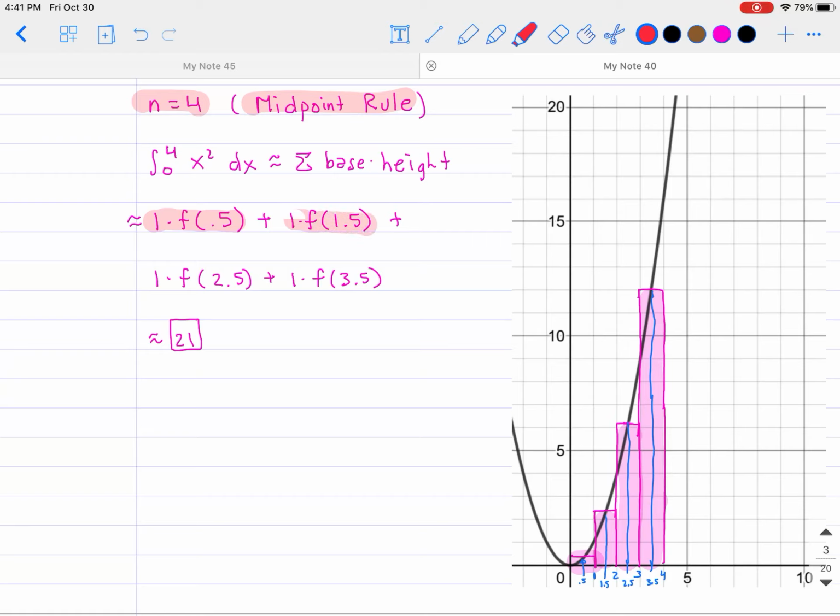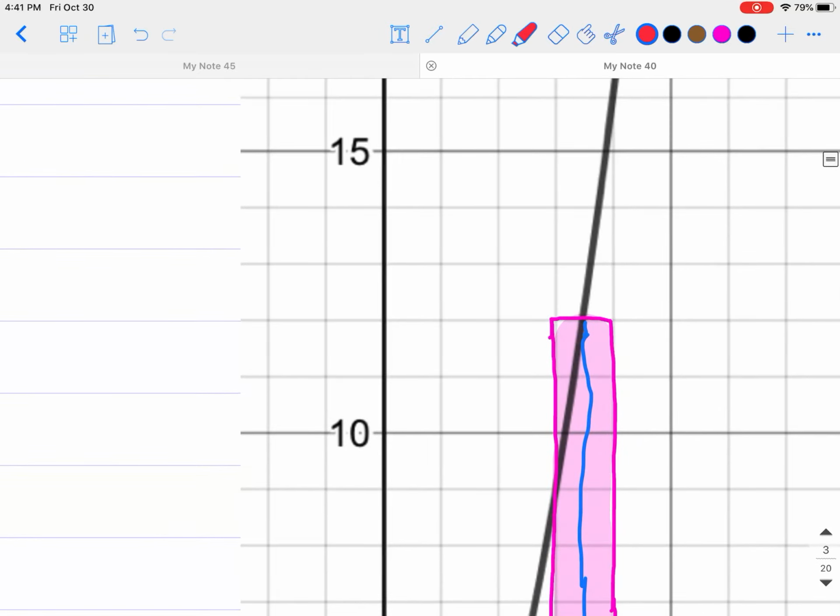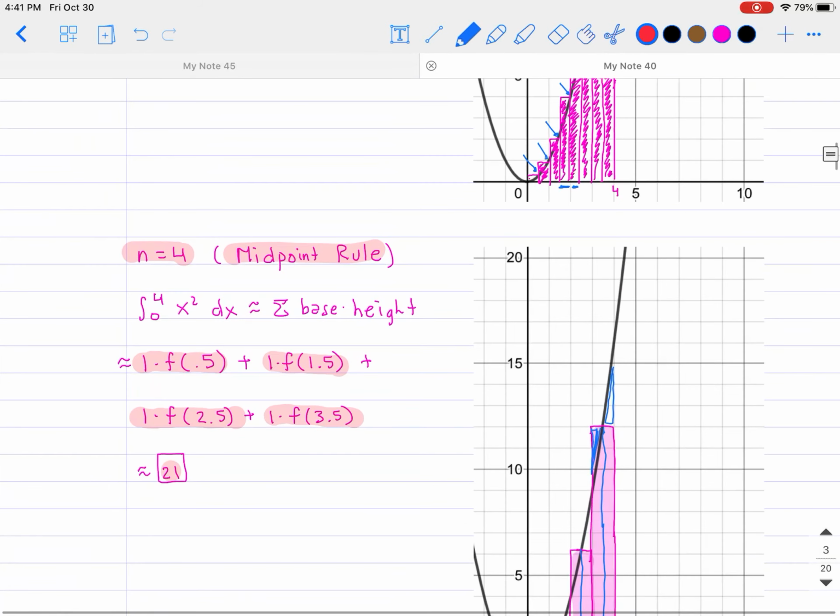Okay, so that's what I'm going to be plugging into my equation for the midpoint rule right here. So here it is going to be 1 times f of 0.5, and then 1 times f of 1.5, and then 1 times f of 2.5, and finally plus 1 times f of 3.5, which gives me 21. This right here, we don't know if it's an overestimate or an underestimate, but it's definitely going to be more accurate, because if you notice, for each one of these partitions, the part that is overlapping right here is going to be the same as the part that is not counted over here. It's almost identical to each other.